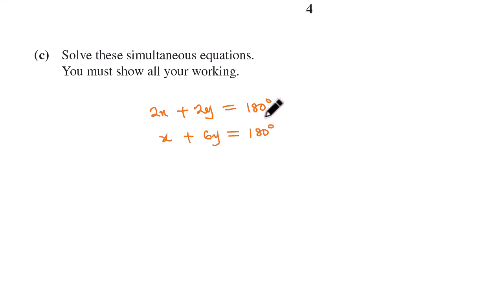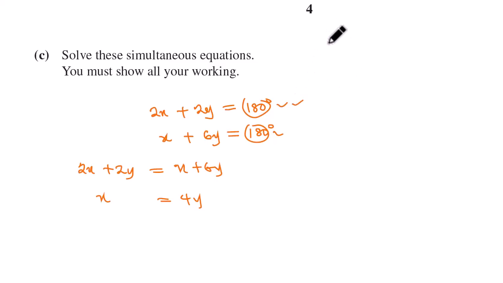Okay, so because they are both 180, we can equate the equations together. So equation 1 is 2x plus 2y. Then we can equate it to x plus 6y. And with that, we say x is equal to 4y. Okay, so if x is equal to 4y, we can come back into any of the equations here, either this or this. I'll use the first one.